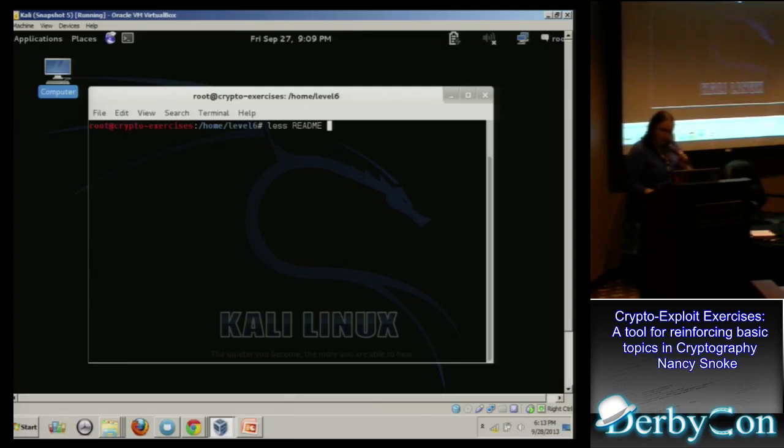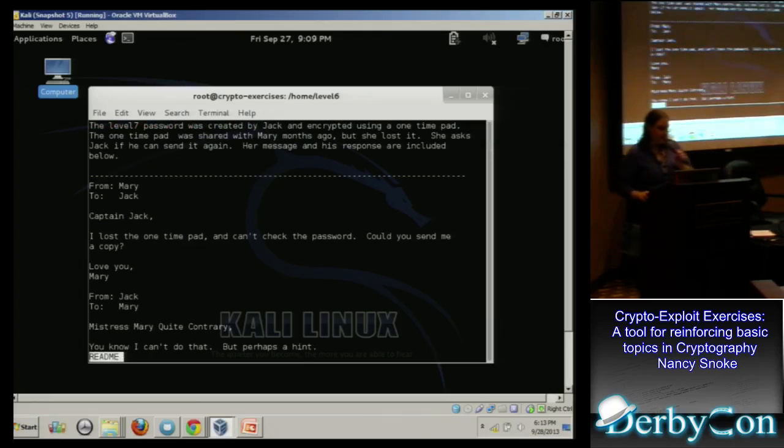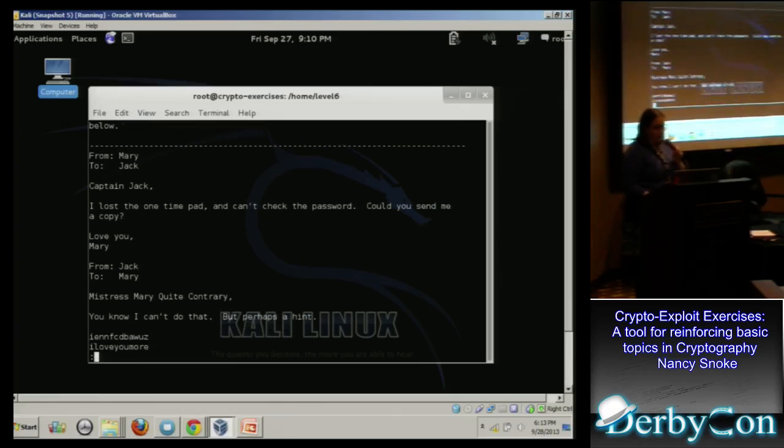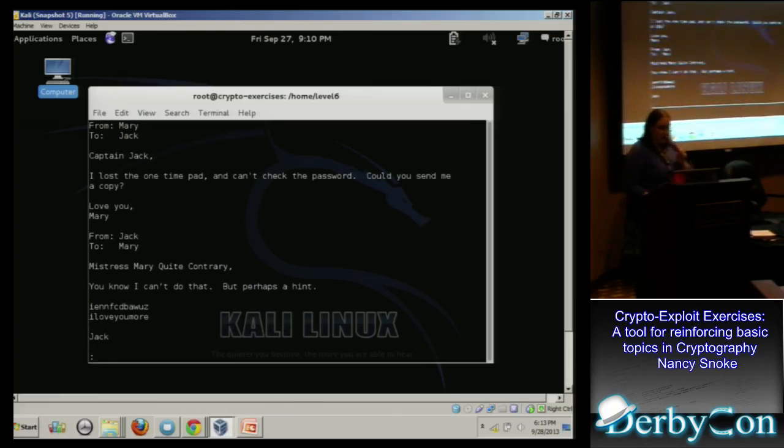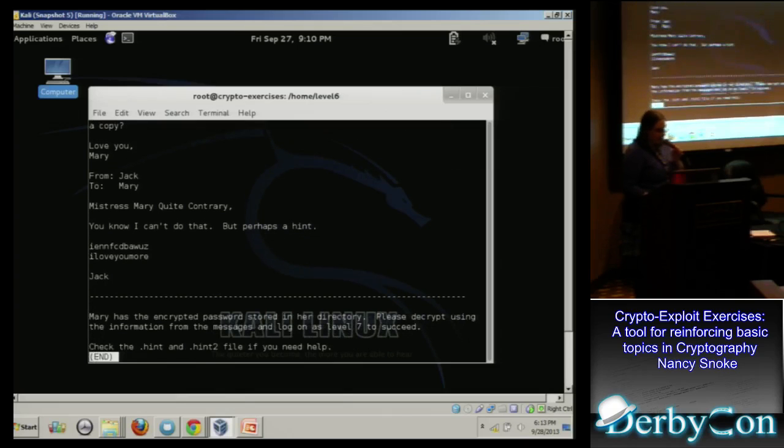So it just depends. So for the level 6 README, it tells us that the level 7 password was created by Jack and encrypted using a one-time pad. And the one-time pad was shared with Mary months ago, but she lost it, and she wants to see if you can send it to her again. And we got the following messages to and from them that are below. And so we see the first one is just her asking for a copy. And then the second one from Jack is saying, I can't do that, but here's a hint.